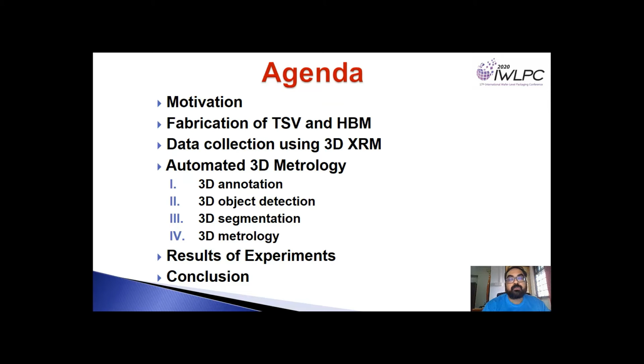And then I'll dig deep into the technical aspects of automated 3D metrology, which involves 4 steps: 3D annotation, 3D object detection, 3D segmentation, and 3D metrology. And once I'm done with the discussion on the technical aspects, I will showcase our results on the data that we've collected, and then I'll conclude this talk by talking about what there is in future to improve these results.